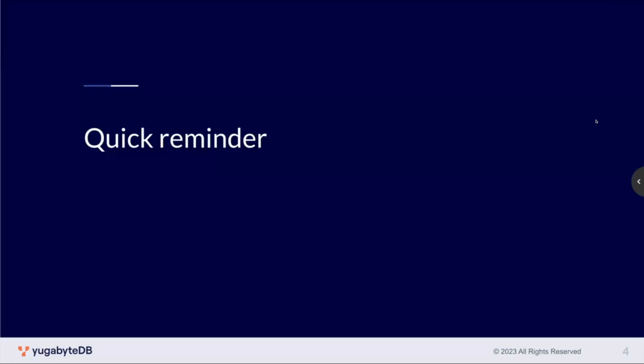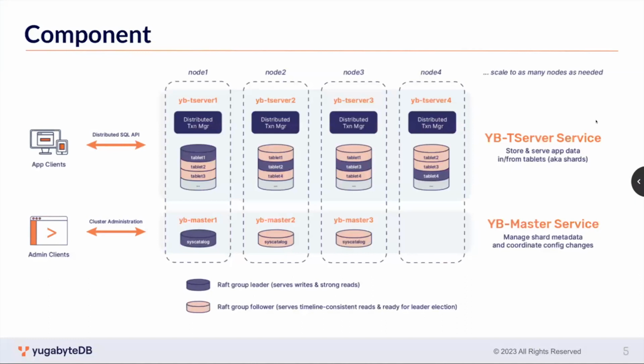Okay, so just a quick reminder. Quickly, on the components of Yugabyte, there are two main components. One is called the TServer service, which is basically the one that stores the data, and it will also serve the data from the tablets, which are basically shards. And then we have the master, which manages the metadata, and if there is any config change, it will coordinate that.